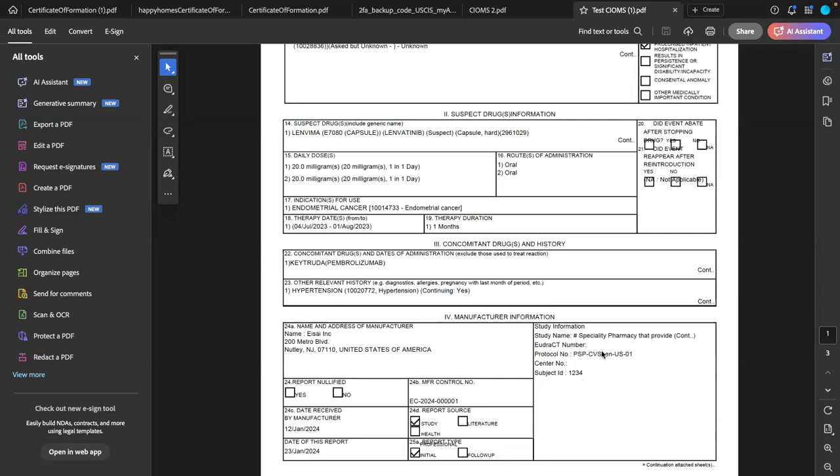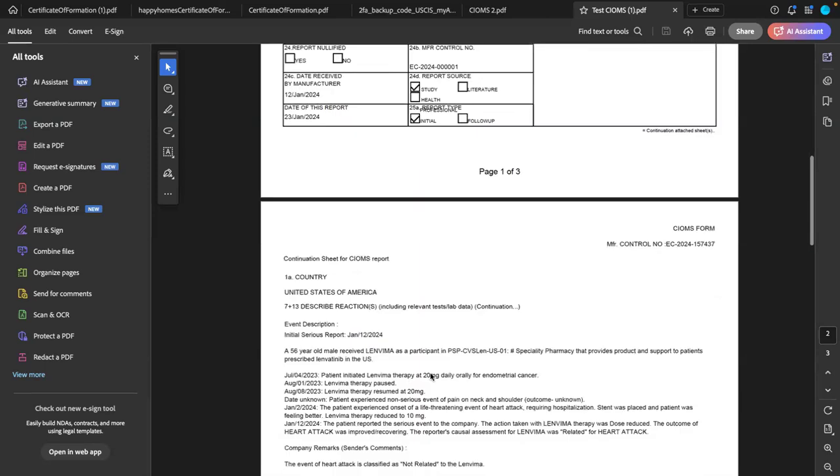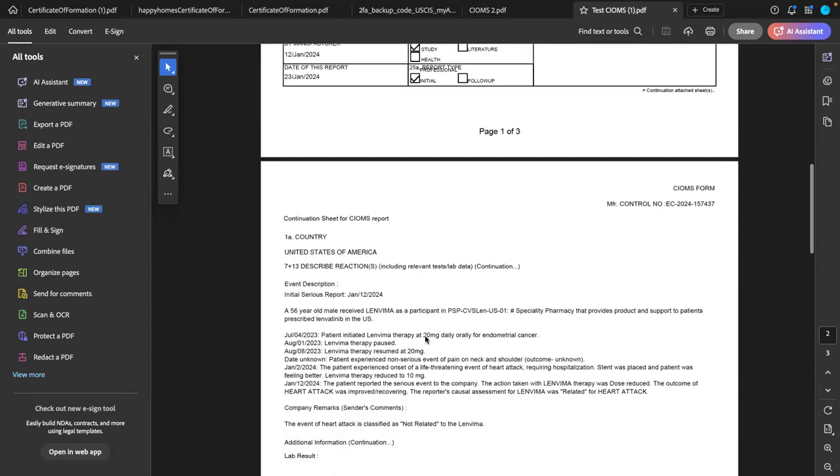So this section shows me, is this a clinical trial case or is this a spontaneous case? Once I see subject ID, once I see protocol number, I know this is a clinical trial, and the clinical trial PI, the principal investigator, is reporting the adverse event. Now this is the narrative. This is very important for us to assess the case later.